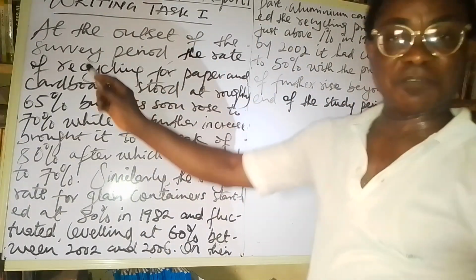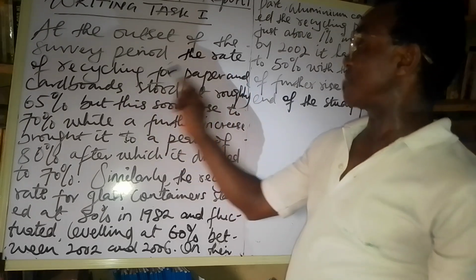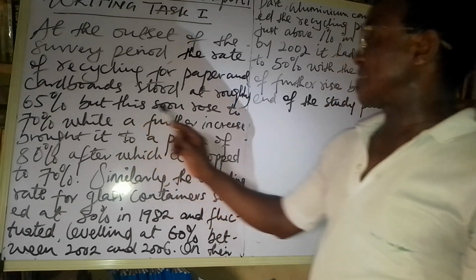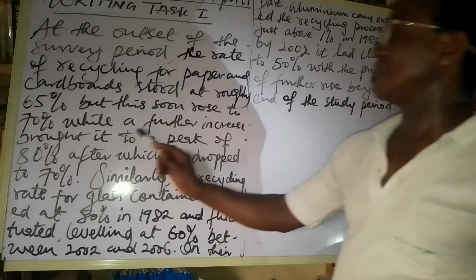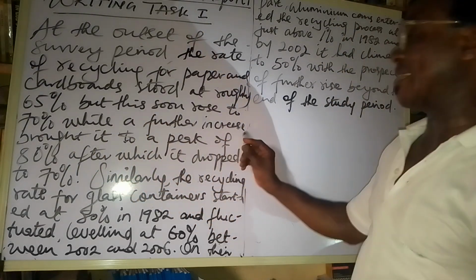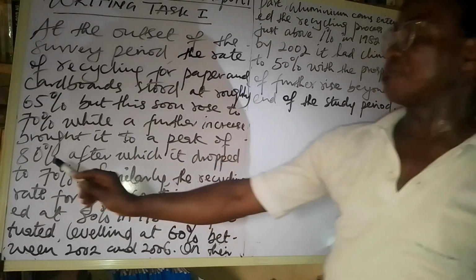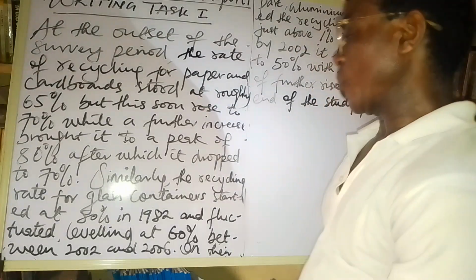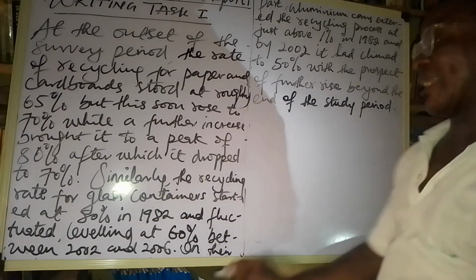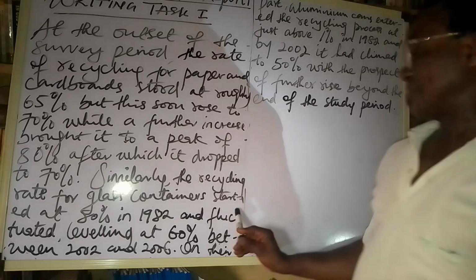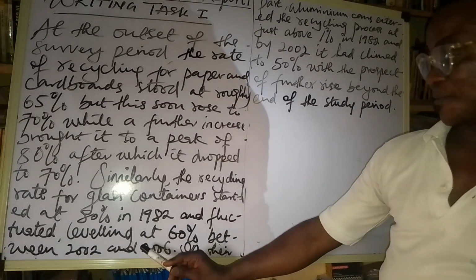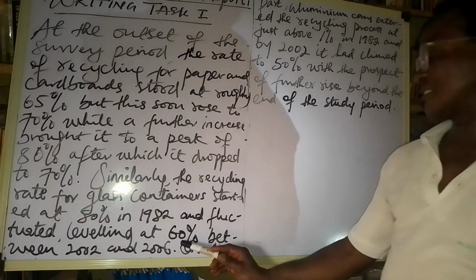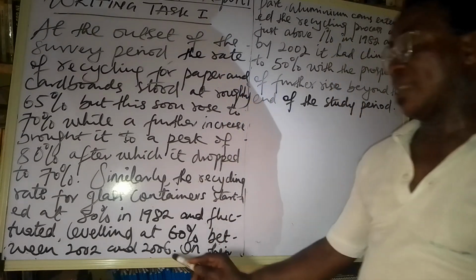At the outset of the survey period, the rate of recycling for paper and cardboard stood at roughly 65%, but this soon rose to 70%, while a further increase brought it to a peak of 80%, after which it dropped to 70%. Similarly, the recycling rate for glass containers started at 50% in 1982 and fluctuated, leveling at 60% between 2002 and 2006.